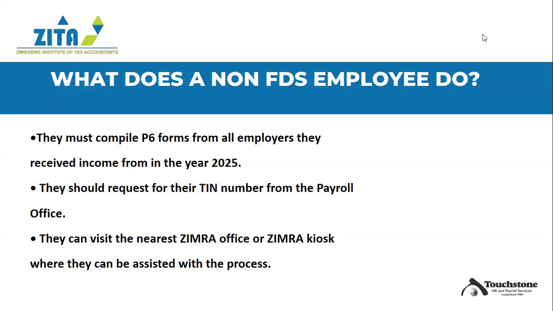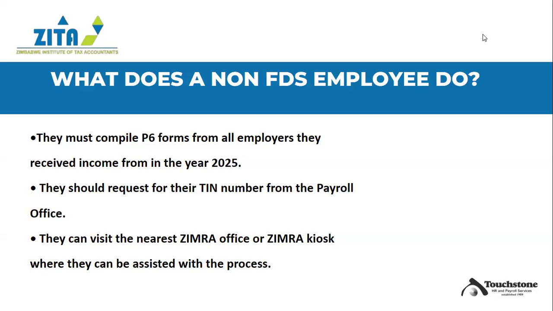So instead of just processing the employee's terminal benefits, you must also give the employee a P6. So if an employee changes employers maybe 2 or 3 times in the year, they are now supposed to compile those P6 forms and add them together to get the total income they received, total pensions deducted, total allowable deductions and everything. And they're supposed to put that onto the ITF-1, which they're supposed to submit.